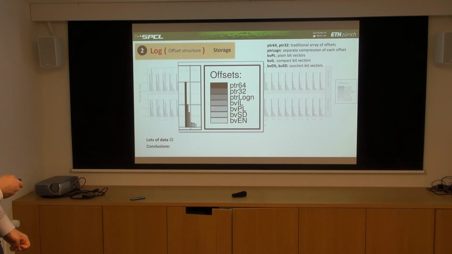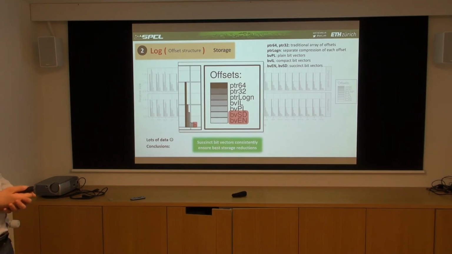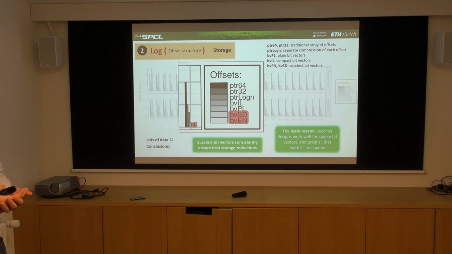So what we do, we compare different offset arrays with different families of bit vectors, and what is important is to realize that succinct bit vectors are definitely the smallest out of all the compared ways to encode the locations of neighborhoods. So they consistently ensured the best storage reductions. And the main reason was that these succinct designs work really well for sparse bit vectors. And again, the graphs that matter are sparse, which is, again, a nice way to utilize these theoretical structures in a practical setting in graph compression.